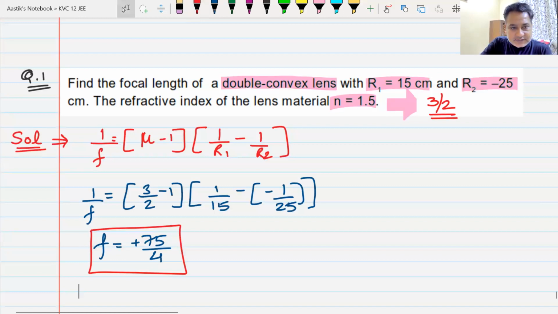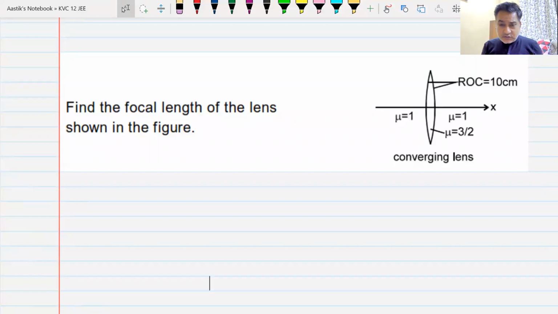And again, I'm taking the same question from your sheet, from your module only. So if you have the module, you can check it there. I think this is question number 47. This is how questions are going to be. They're going to give you a diagram, then some information about the diagram, and then ask you to find the focal length.